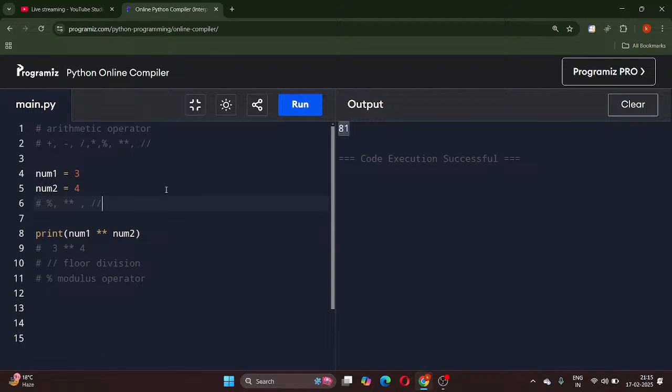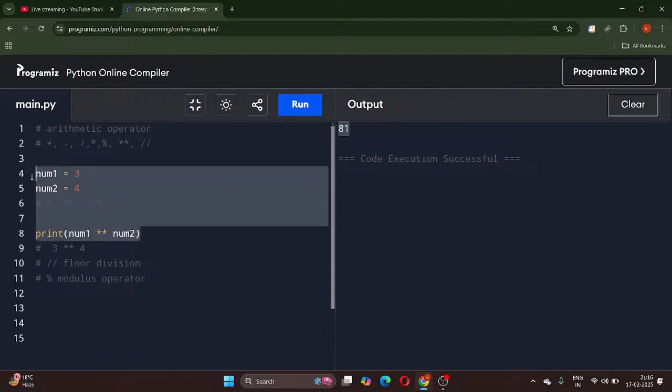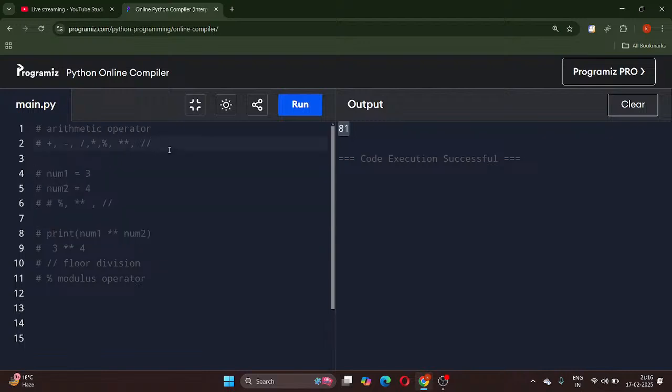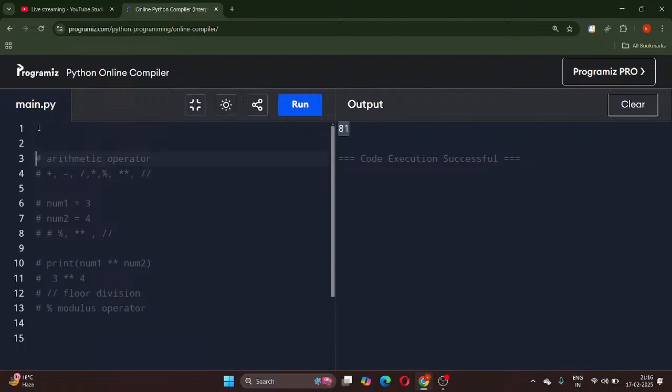Is it clear, everyone, how it is working? All these three operators: the modulus operator, then the exponentiation operator, then the floor division operator. So are we all clear with this one? It's clear. All right.